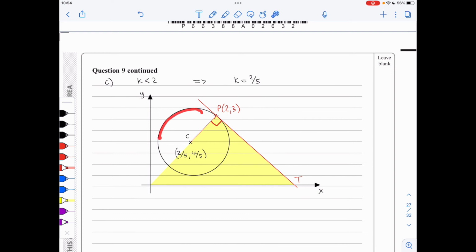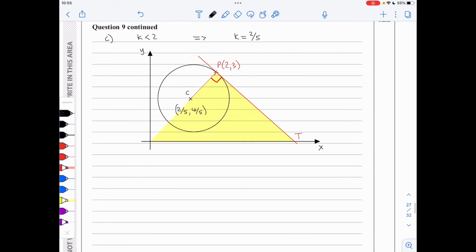We've got the circle. It's centered at (2 over 5, 4 over 5). We've got somewhere the point P with coordinates (2, 3). And we draw the tangent, and the tangent cuts the x-axis at point capital T. I will start by finding the equation of the tangent here because I need to find the coordinates of T. What I'm after at the very end of the day is the area of the triangle I've highlighted here in yellow.